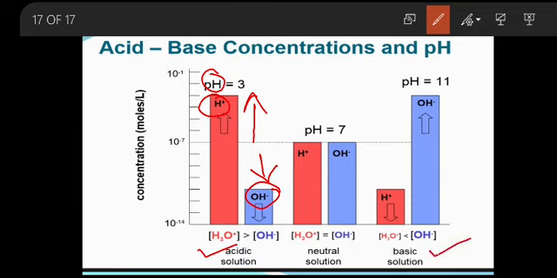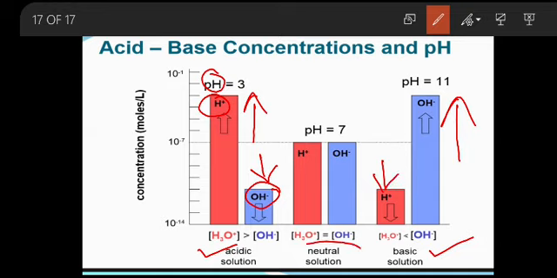Yes, the next is basic solution. What did I tell you for a basic solution? It will have more of OH ions, and obviously when the concentration of OH ions is high, then the hydrogen ions should be less in content.